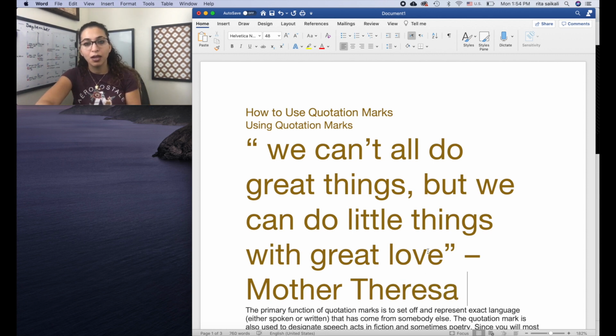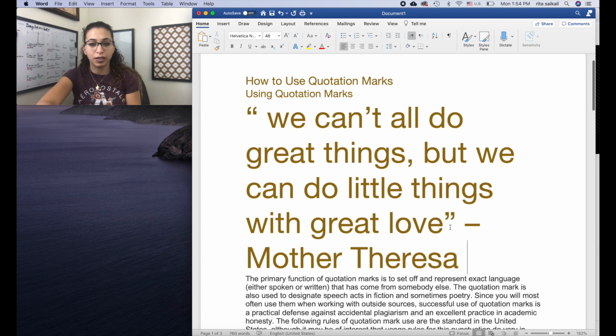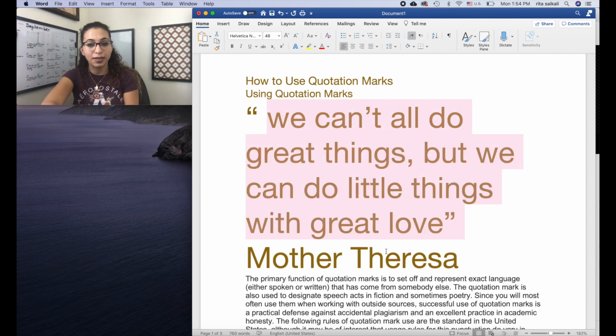Okay? So we can't all do great things, we can do little things with great love. This is a quotation mark. This is a quotation mark. Whatever we are quoting, we start with the quotation mark and we end with the quotation mark. We can't do this. If we do this, then we don't know where the sentence ends. So we have to put in the quotation marks for it to tell us that this is what Mother Teresa had said.